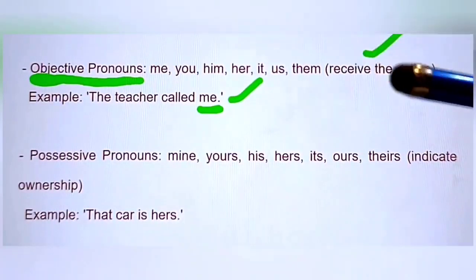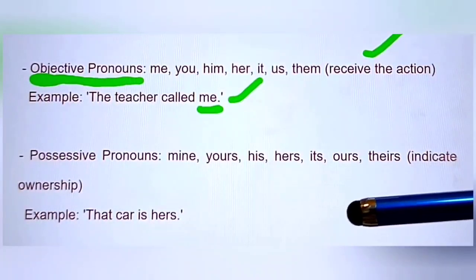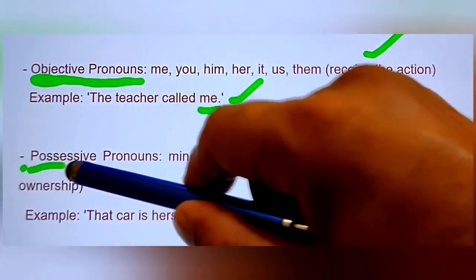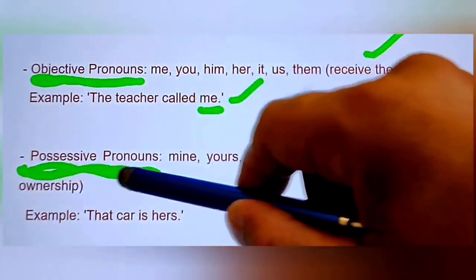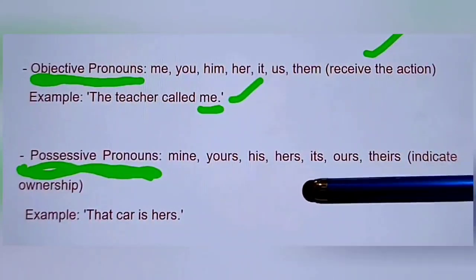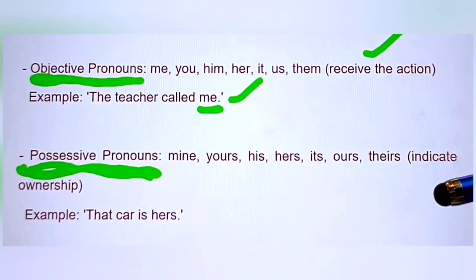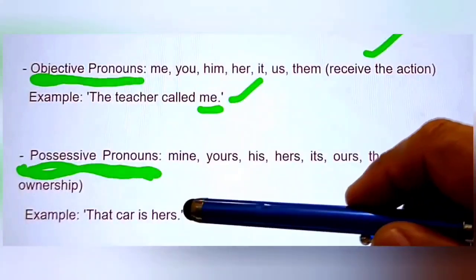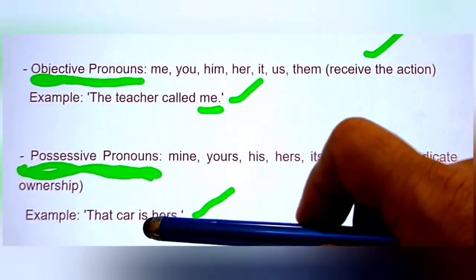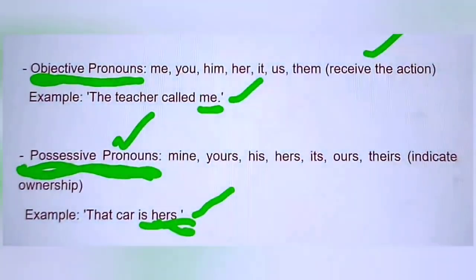When a personal pronoun acts as possession in a sentence, we call it a possessive pronoun. Examples of possessive pronouns: mine, yours, his, hers, its, ours, theirs. They indicate ownership. For example, that car is hers, and "hers" is described here as a possessive pronoun.